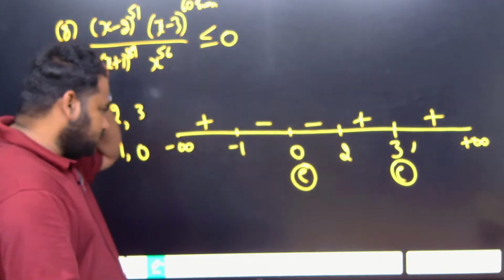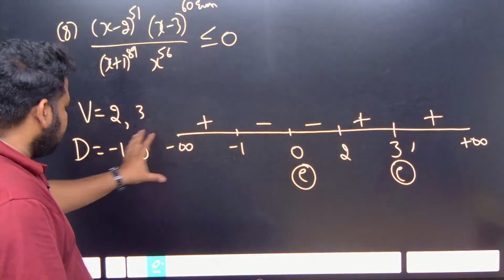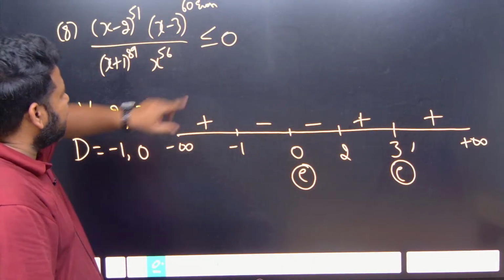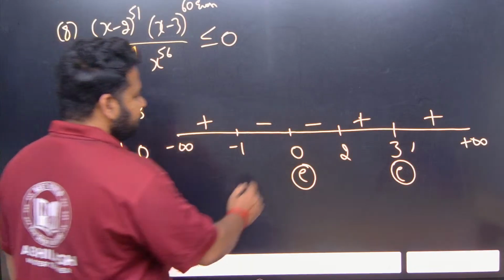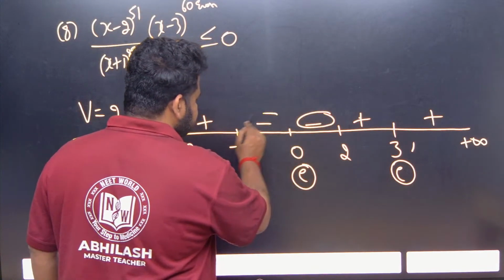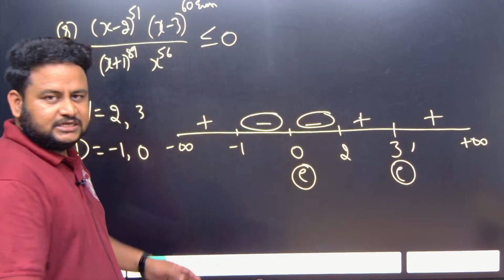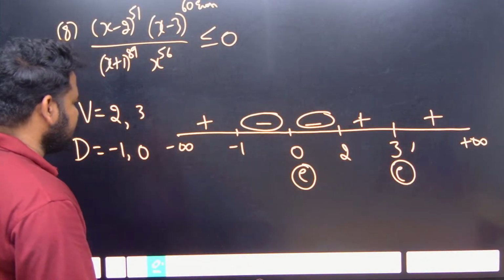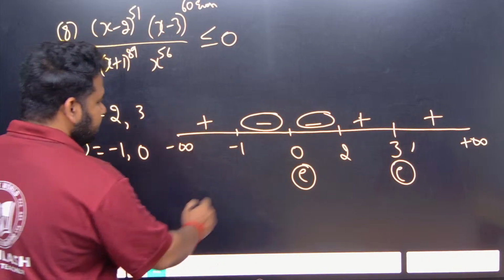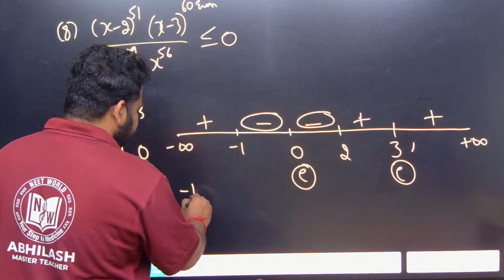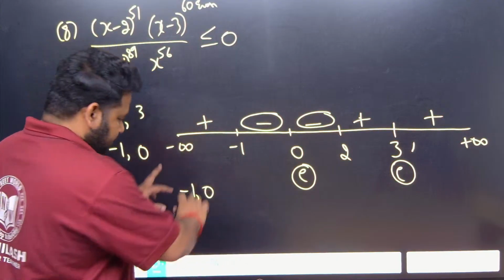Now we have to apply the region. They are telling us less than or equal to 0. That means they are asking for the negative region. Negative regions are where? This is a negative region, this is also a negative region, and this is also a negative region. So let us apply the wavy curve method and write the intervals now. The negative regions are where? This is the negative region, that is minus 1 comma 0. Forget about the brackets as of now.